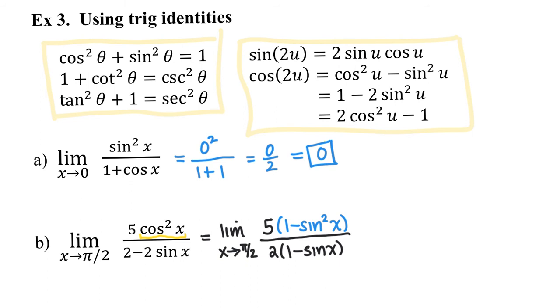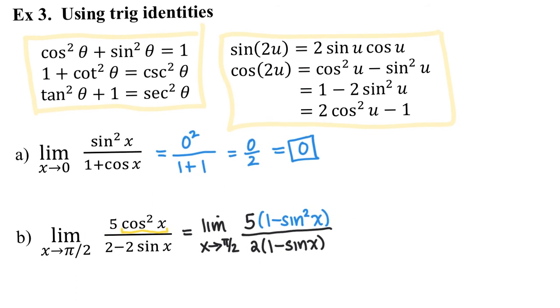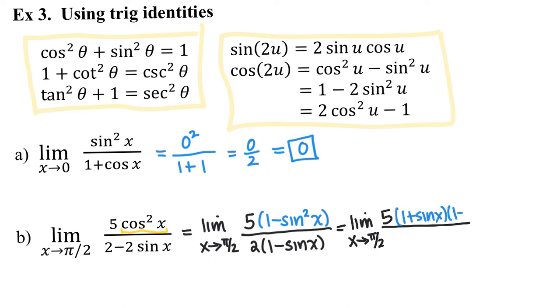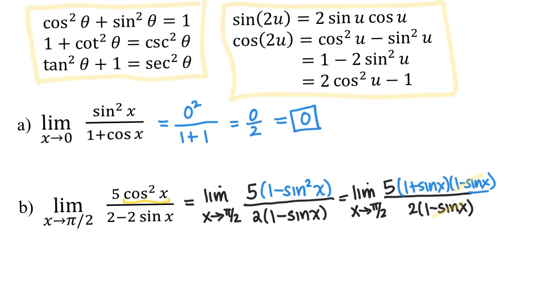Okay, there's nothing I can do quite yet, but I can see that I can factor this expression more. So I'm going to go ahead and factor that expression more. Okay, can I cancel anything now? I can cancel the 1 minus sine x. So hopefully that fixed our problem.